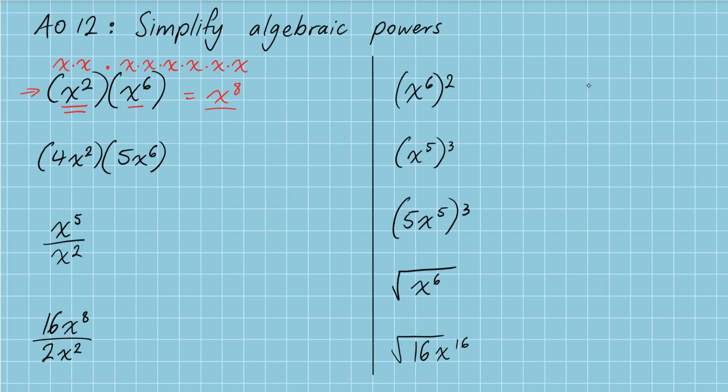What some of you may have noticed already is that x to the power of 8 is the same as taking our 2 and adding it to our 6. It's a really interesting concept, and it does make sense, right? You've got 2 x's over here, you've got 6 x's over here, you've added them together. We call this adding the indices. All right, let's have a look at our next question.